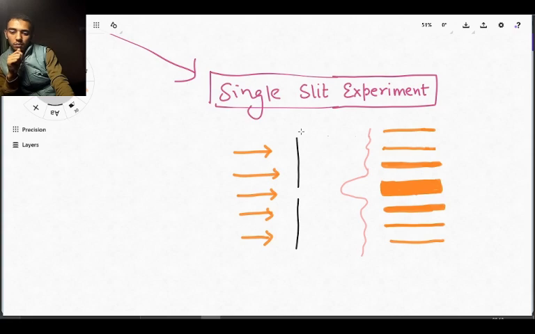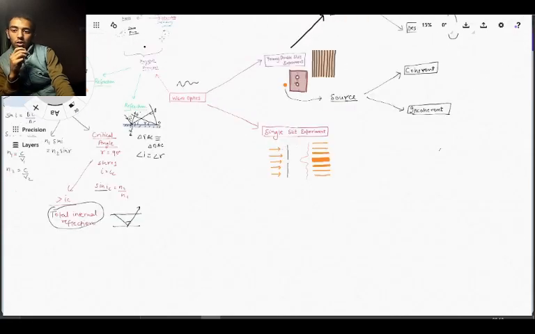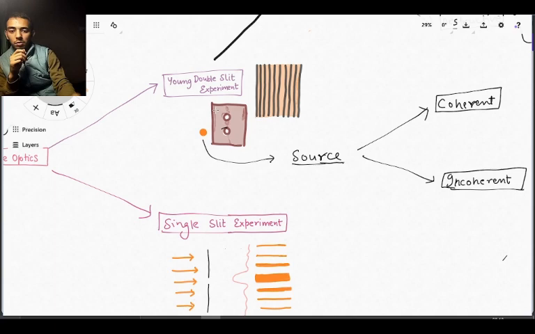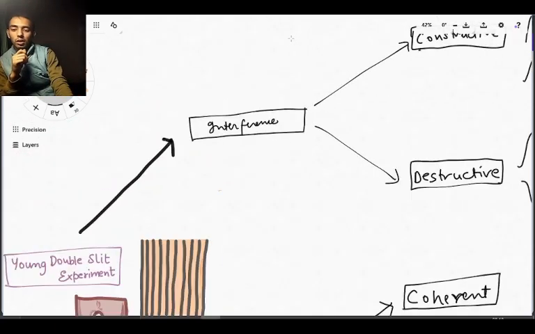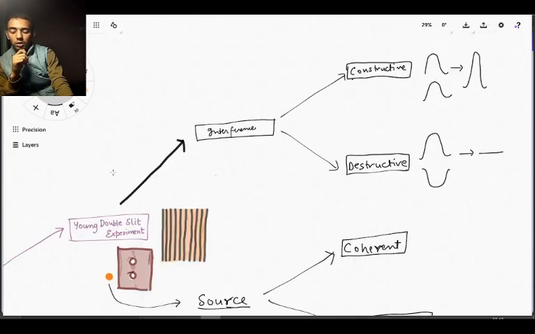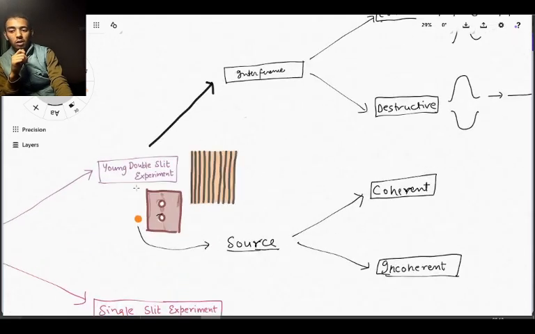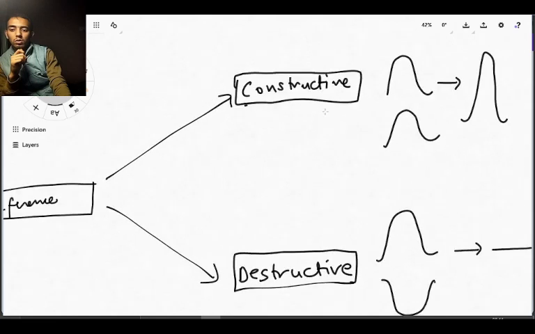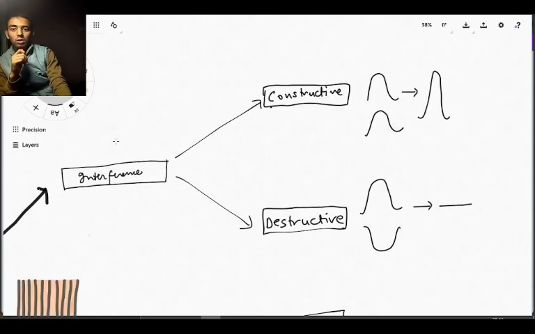Now let's talk about Young's double slit experiment. It has affected our understanding of interference. So in the double slit experiment, as we have seen, a single coherent source of light produces some patterns where we can see some darkness over there and then some brightness over here. So it is due to constructive and destructive interference. Basically, interference is when two light waves overlap.